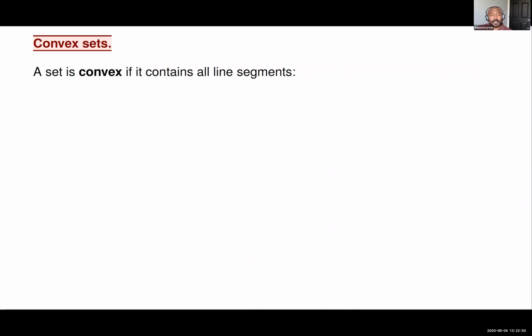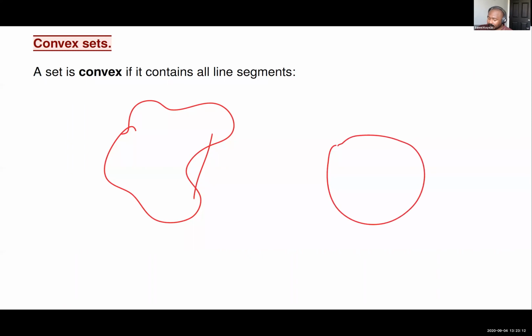We say that a set is convex if it contains all of its line segments. So if I give you a set like this, is this a convex set or not? Be quick. Chat poll. No, and it's not because I can draw a line segment that crosses across the set. A set like this would be a convex set because any line segment I can draw will always be within the set.